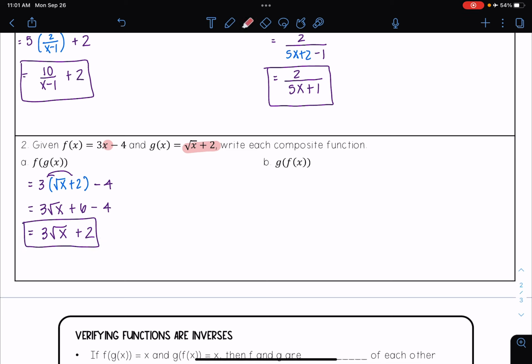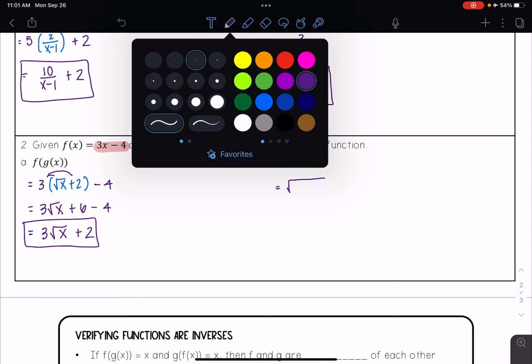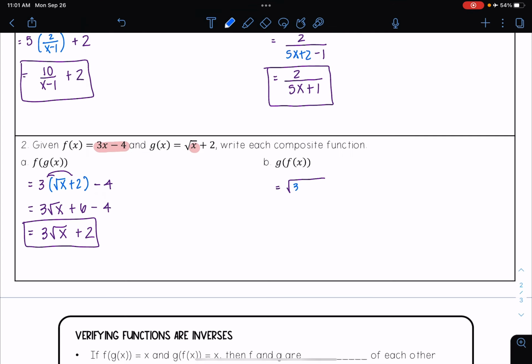Now let's look at the other direction. So the other direction, I have g that's out in front, and I'm replacing its x with f of x. So instead of having square root of x here, I'm going to replace that x with 3x minus 4. So this ends up being equal to the square root of 3x minus 4 plus 2. And that I can't simplify any further, so this is what it's equal to.